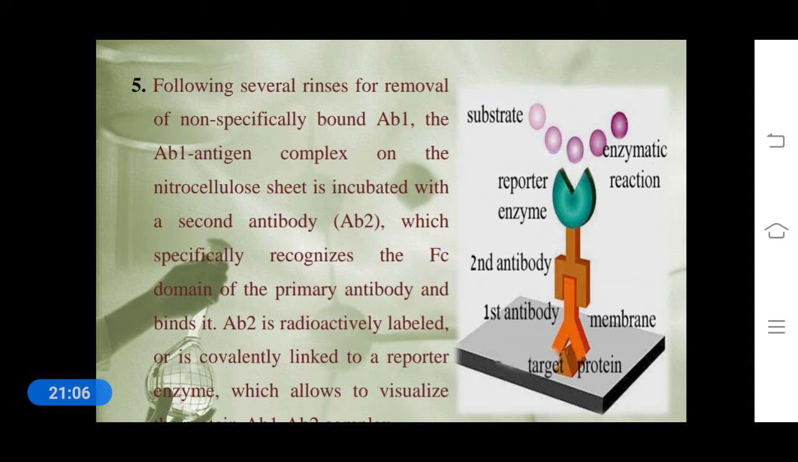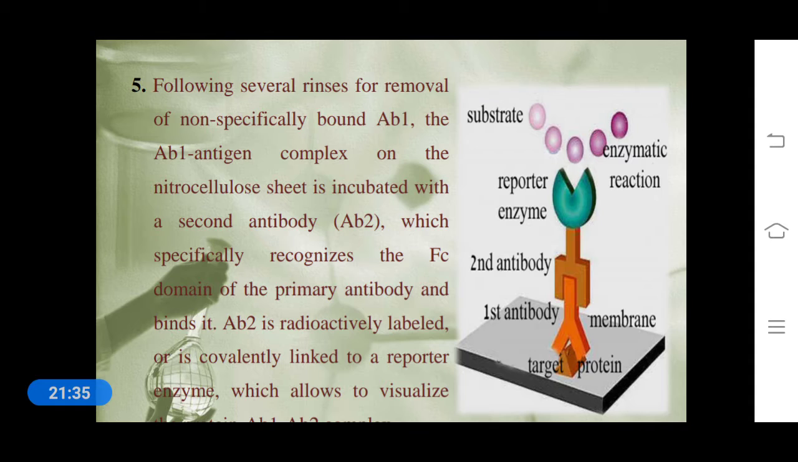Several rinses remove the non-specifically bound primary antibody, and the primary antibody-antigen complex on the nitrocellulose sheet is incubated with a second antibody. So this target protein with primary antibody will be again treated with a secondary antibody, which specifically recognizes the Fc domain of the primary antibody and binds to it.